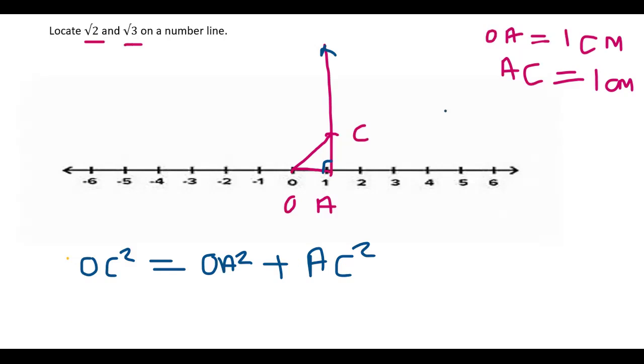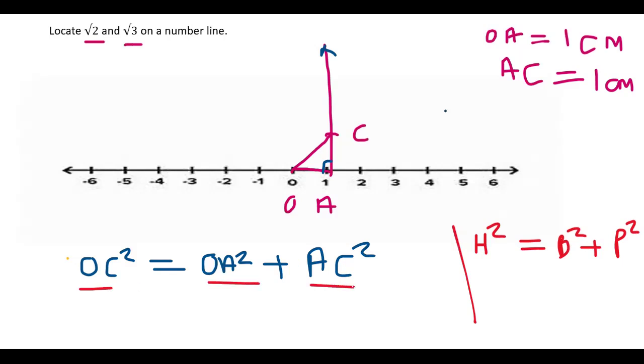because according to Pythagoras theorem, we have hypotenuse square is equal to base square plus perpendicular square. So using this theorem, we will get OC square is equal to OA square plus AC square. Now OA is equal to 1. So we will get 1 square plus AC is also equal to 1.